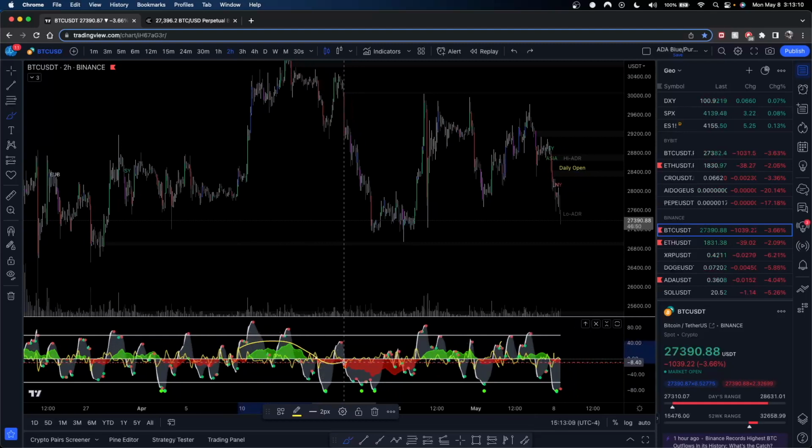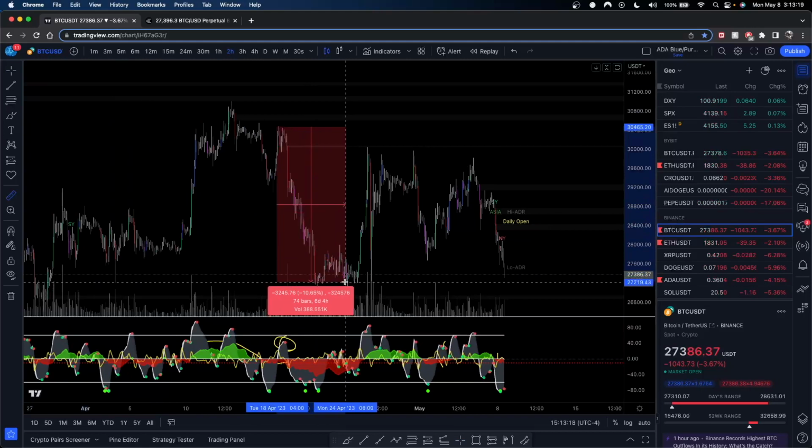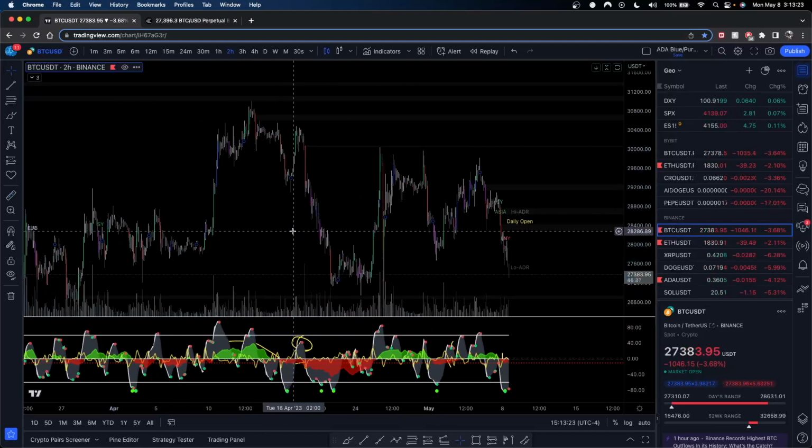Right? We're in the red. We get a red dot above the 0 line. That's your cheat sheet entry right there. And then you could have realized 10% profit right there just using the 2 hour time frame. That's one example of it.